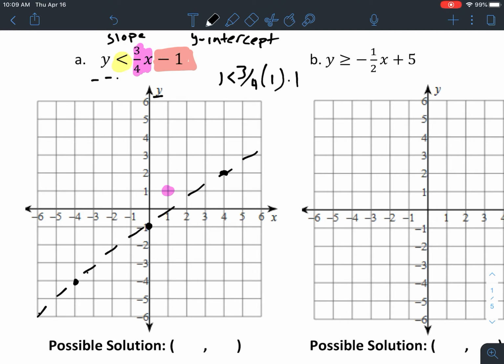Now we times 3/4 minus 1, which means we're going to be at -0.25. So that does not work. So we know that any number above this line will not work. So we have to pick a number below. So let's try another number.